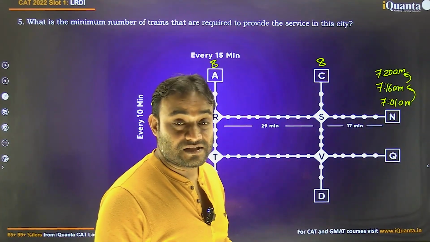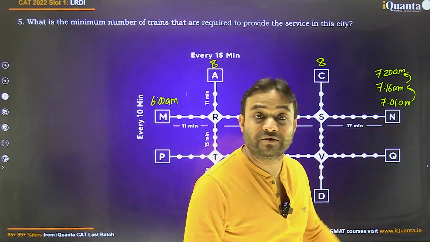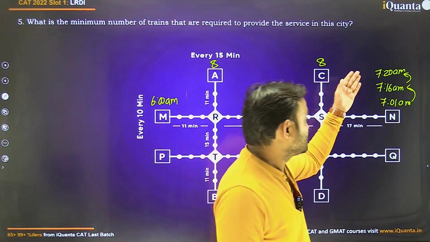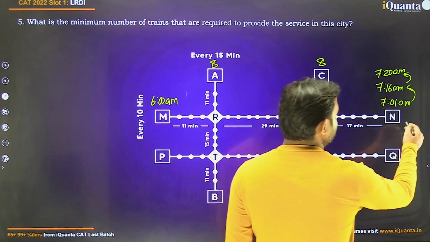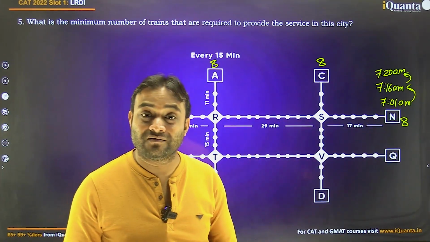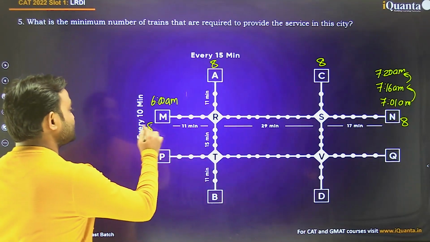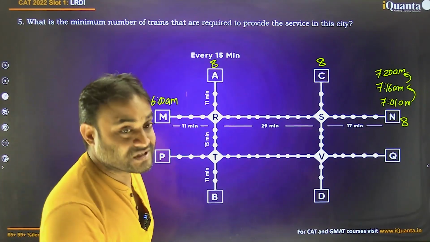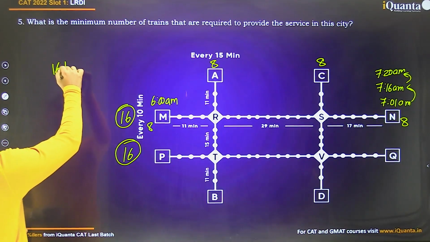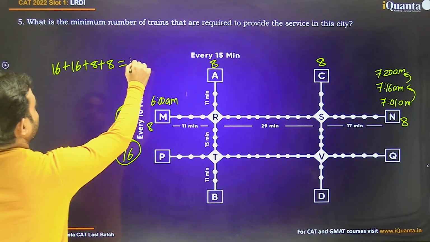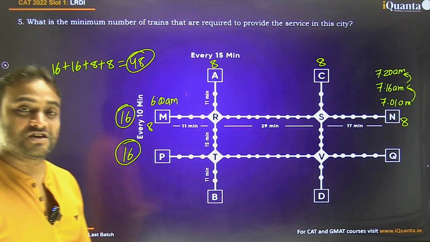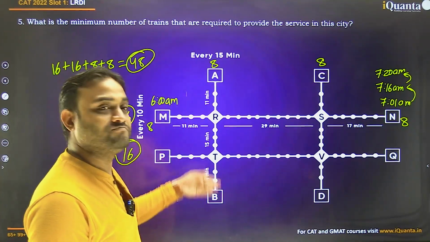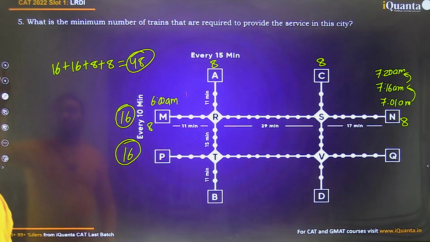Now before that, there must be unique trains starting after every 10 minutes. 6 a.m., 6:10, 6:20, 6:30, 6:40, 6:50, 7 o'clock, 7:10, right? So total 8 unique trains must be ready at station N to leave after every 10 minutes. And same for 8 unique trains here. So on the east-west route, 16 unique trains are needed. Similarly, in P to Q, 16 unique trains are needed. So the total minimum number of trains will be 48 to provide the service in this city, where every 10 minutes you are getting a train in the east-west direction and every 15 minutes you are getting a train in the north-south direction. So the answer is 48.